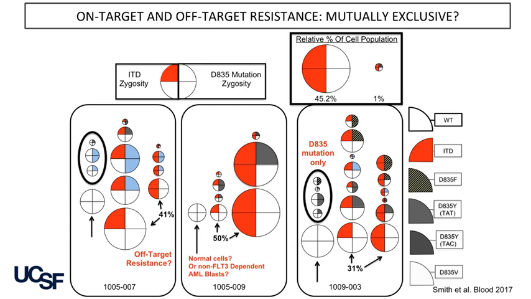non-FLT3 driven blast population. So we were able to demonstrate, using a actually kind of low throughput fashion with PCR amplification, that there was a surprising degree of polyclonality in these AML populations, even if you're just looking at the FLT3 loci.